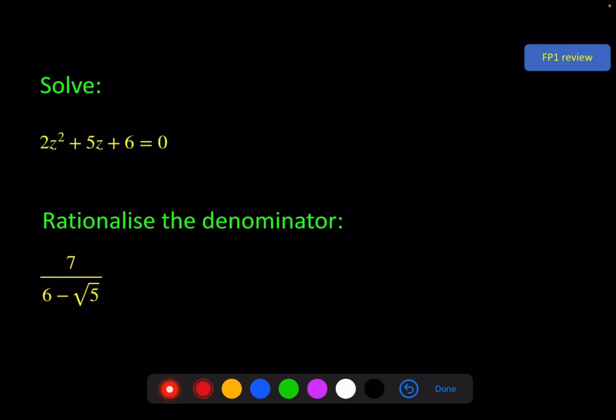So the first one, solving this using the quadratic formula, we have minus 5 plus or minus the square root of 5 squared minus 4 times 2 times 6, all divided by 2 times 2, which is 4. And that should give you the final answer, minus 5 plus or minus the square root of 23i, divided by 4. Two complex roots.